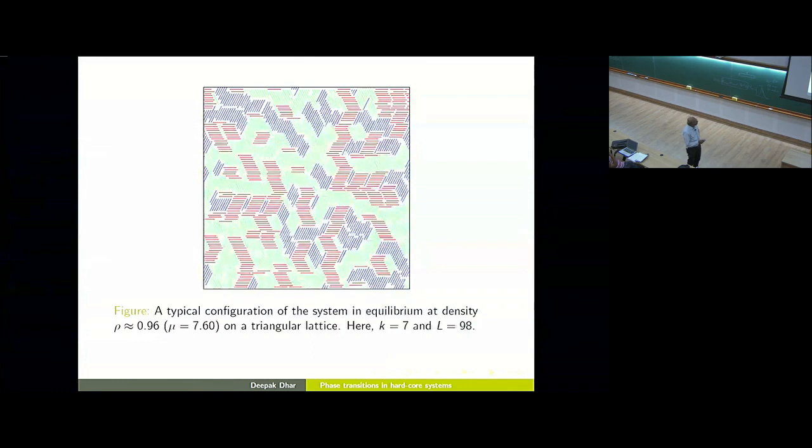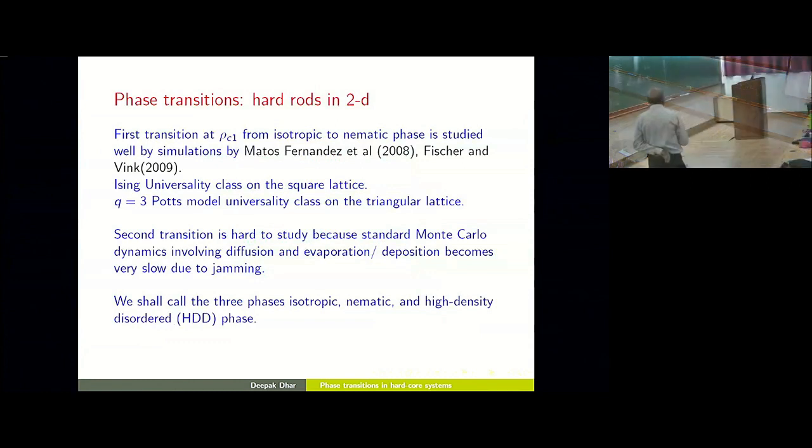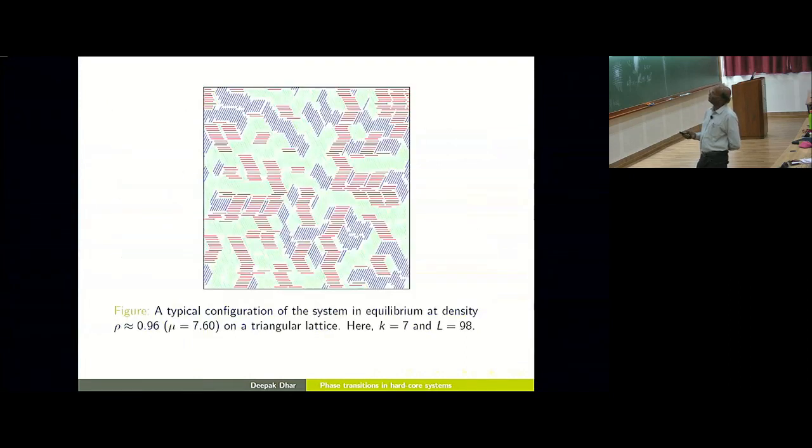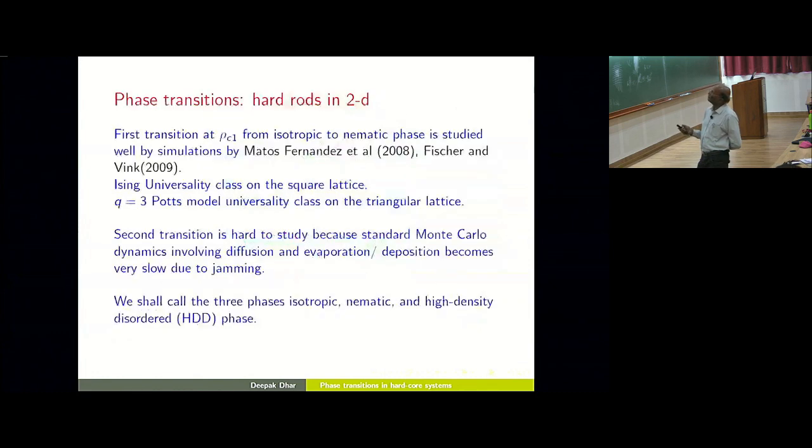So similar things occur on the triangular lattice. At high density, you get rods in 3 orientations, but there is no long range order. But in intermediate densities, you again get nematic order in which all the rods are parallel. The first transition, which is from disordered to nematic, has been studied in Monte Carlo simulations by other people, and they seem to be in the Ising universality class.